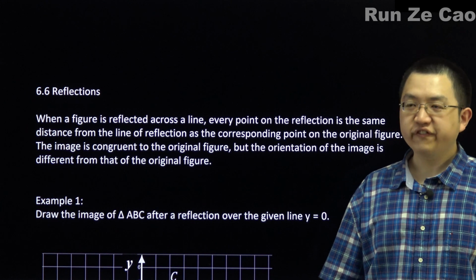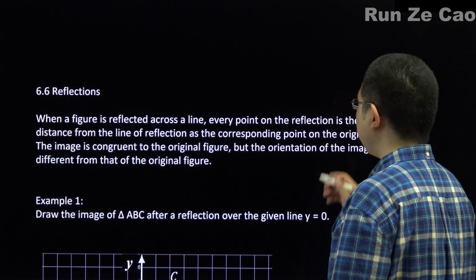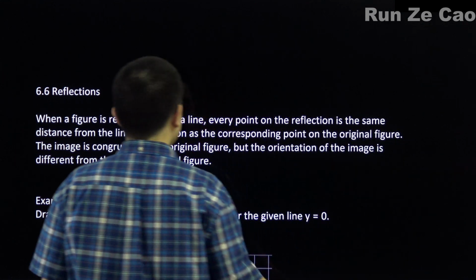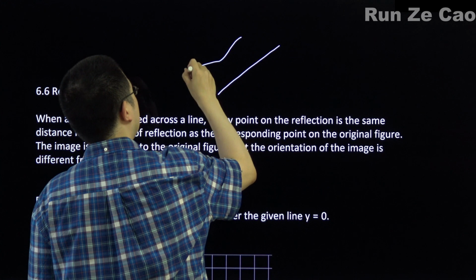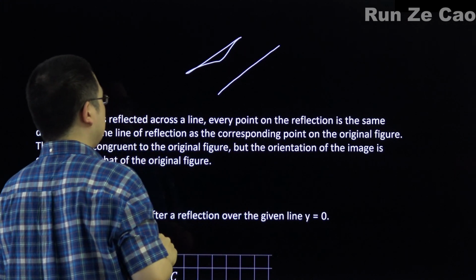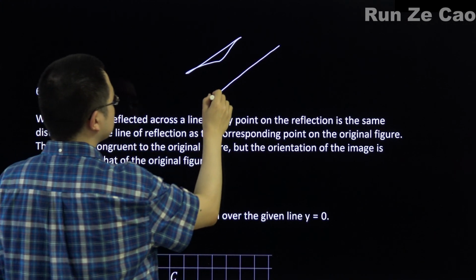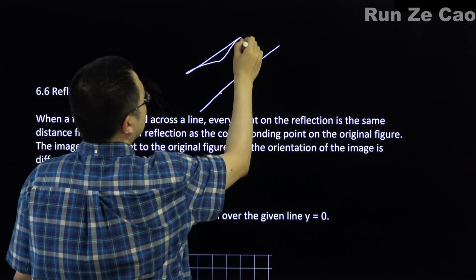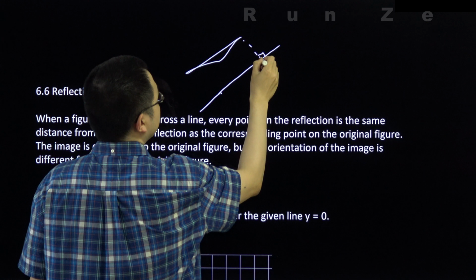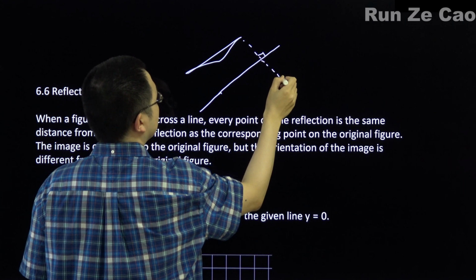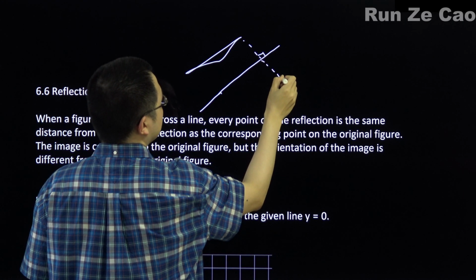When you reflect a figure across a line, every point on the reflection is the same distance from the line of reflection as the corresponding point on the original figure. That means you're drawing perpendicular lines to the line of reflection, and you're making sure that they are the same distance away.